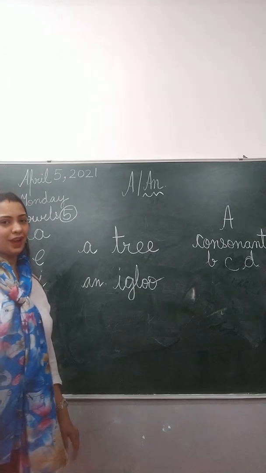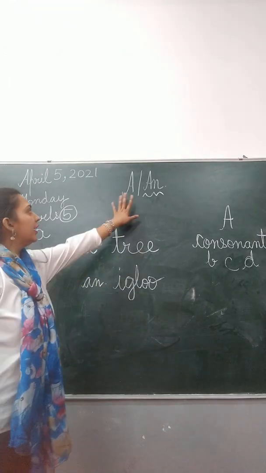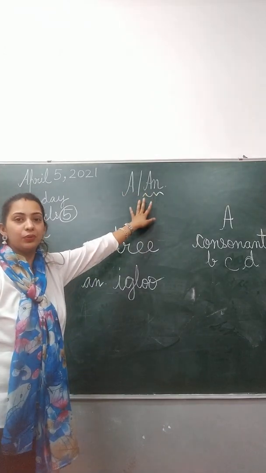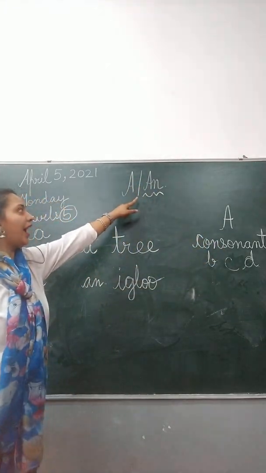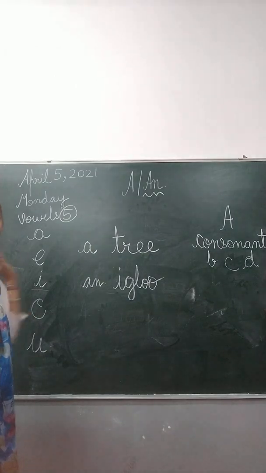Fine. So what we have learned today is a or an. These are known as articles. A we use always with the consonants, and an we use with the 5 vowels. We have 5 vowels.